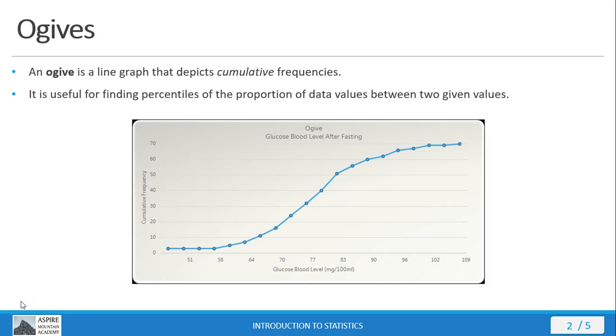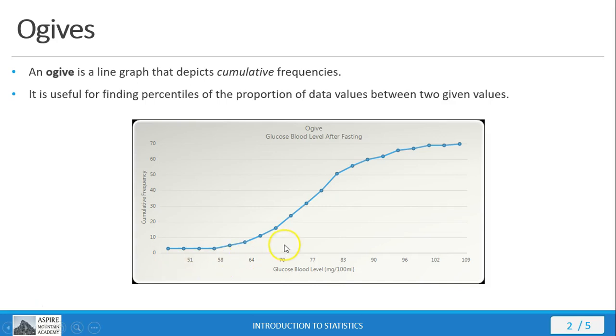So here in this example, we've got glucose blood levels after fasting, and then we've got different counts. So there's only a handful of participants who have blood glucose levels below 60. So if your blood glucose level is 60, you're right about here. So there's only about, say, maybe 5 or so people who have blood glucose levels below 60, which is good because 60 is a little low.